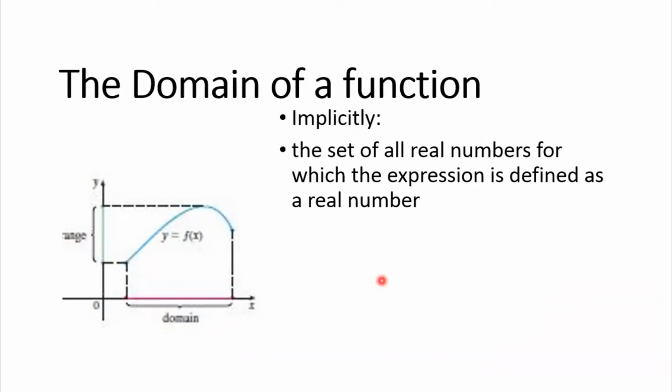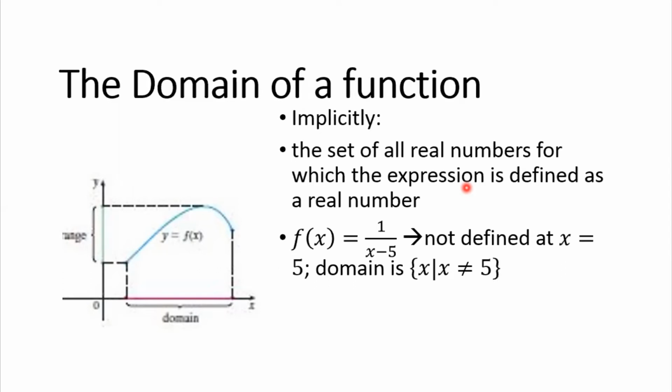Now, implicitly, the domain is the set of all real numbers for which the expression is defined as a real number. So it says here that implicitly, the domain is the set of all real numbers that can make the function defined. For example, f of x is equal to 1 over x minus 5. So implicitly, we are going to find all the values of x that can make the function defined.